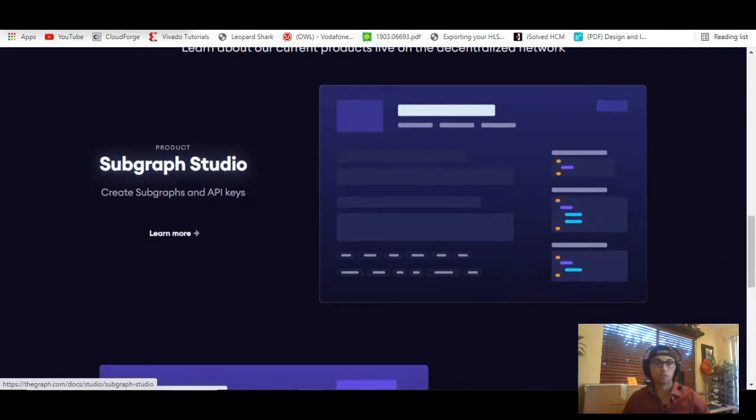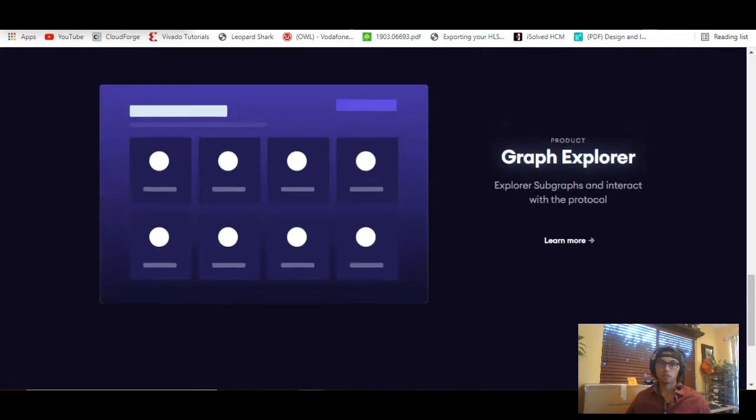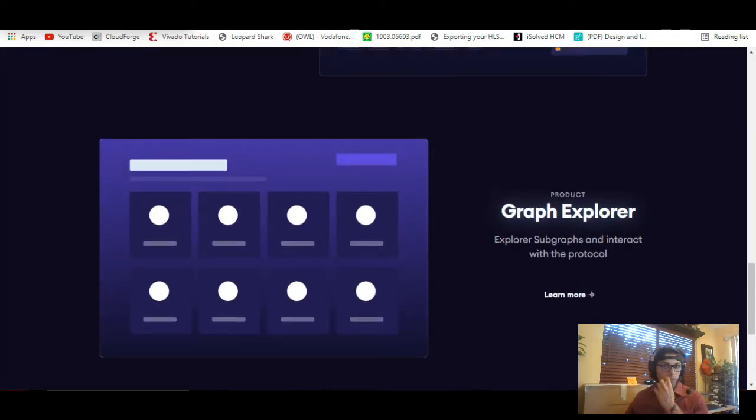So recently they also introduced the Subgraph Studio. Like I said, their UI is very good. You can create subgraphs and their necessary API keys pretty simply. You just have to connect a wallet, and you're off to the races. Graph Explorer, you can see all their existing graphs, and we'll go through some of those.